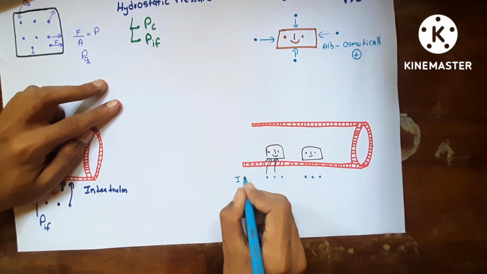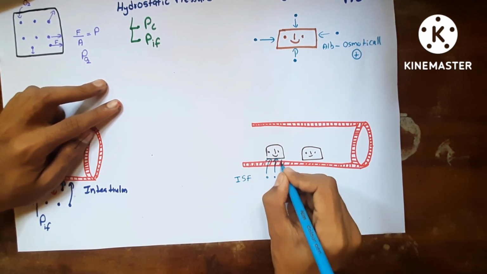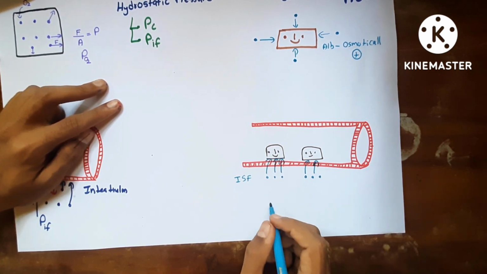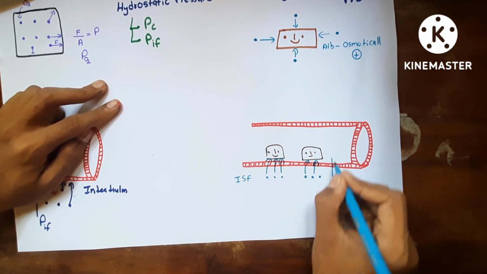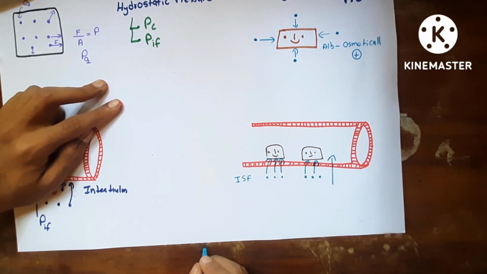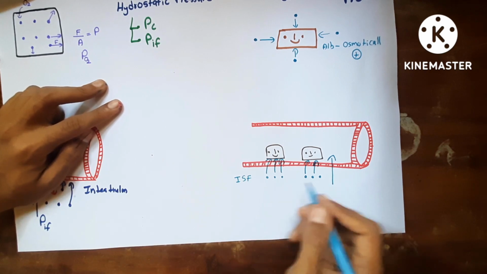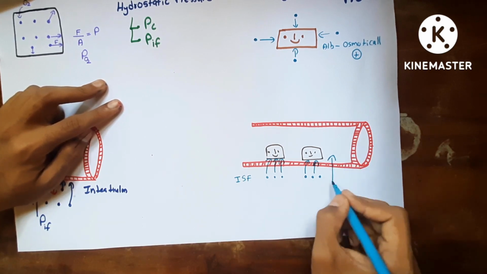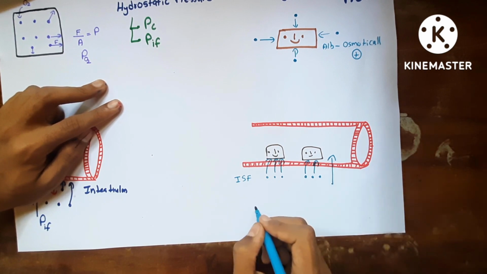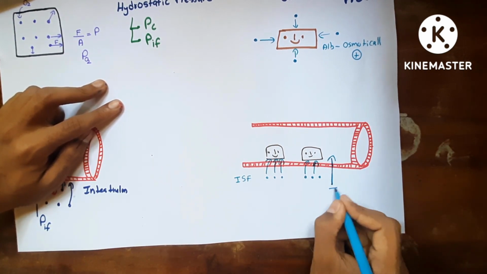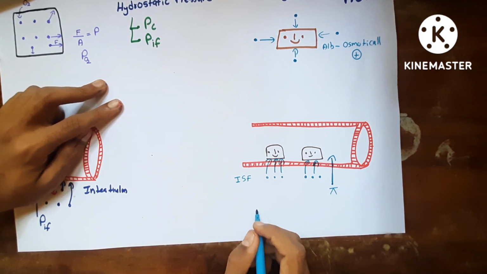This is your interstitial fluid. Albumin attracts the water molecules from the interstitial fluid. Then it creates an attractive force towards the capillary. Due to this osmotically active albumin, it creates the attractive force from the interstitial fluid to the capillary. This attractive force, we term the colloid osmotic pressure or the colloid oncotic pressure.